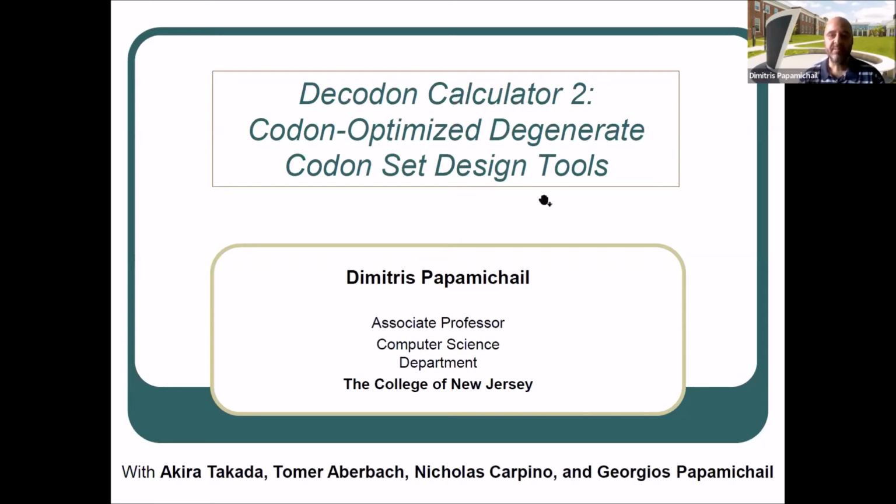So once again, yeah, my name is Dimitris Papamichail. I work at the College of New Jersey. This work was primarily done by undergraduate students. I mean, we only have undergraduate students at the College of New Jersey, and my brother helped a little with the algorithmics.